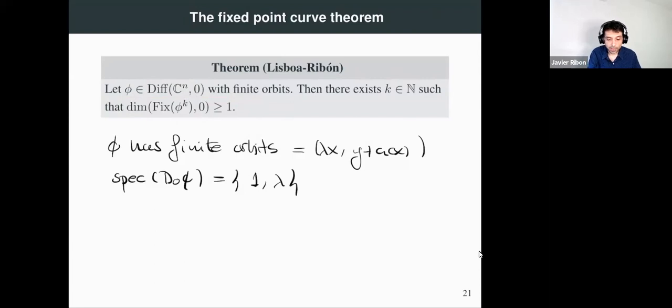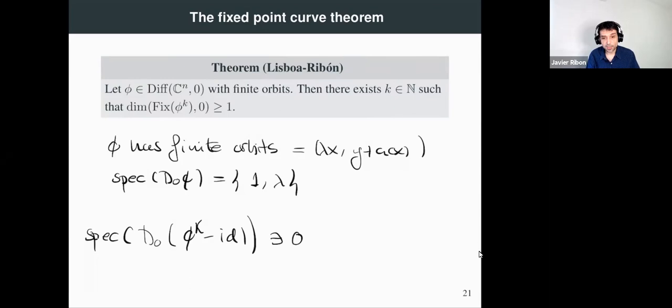Okay? So in particular, if you consider this equation over here, the spectrum of the differential at the origin of phi to the k minus identity has to contain 0, because otherwise you can use the inverse function theorem, and this equation equal to 0, which is the equation of the fixed point set, has just one solution, which is the origin.